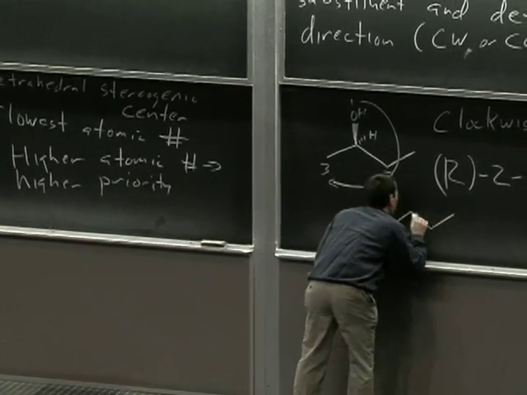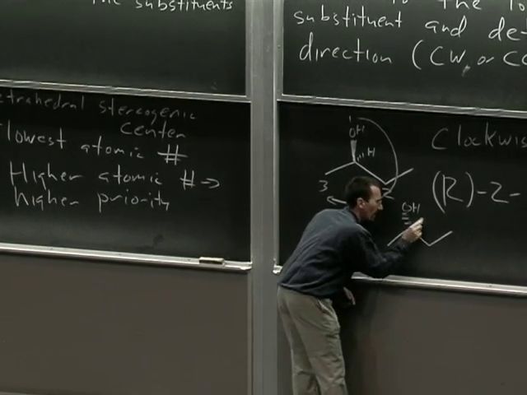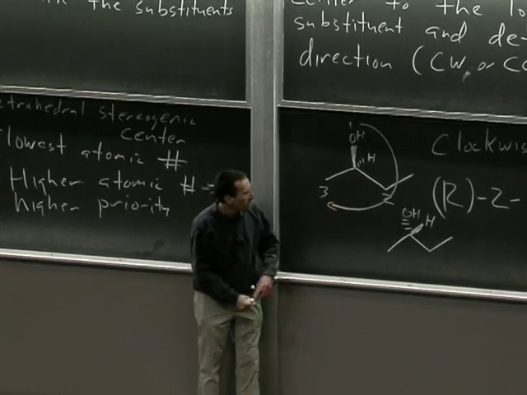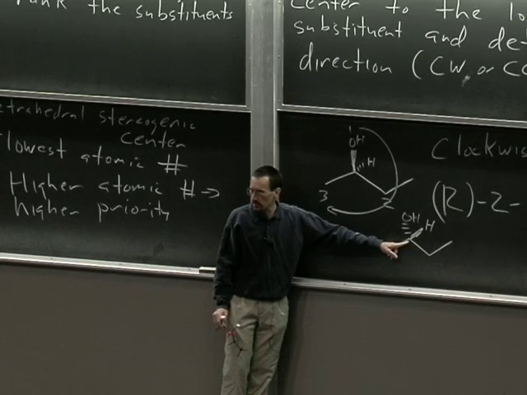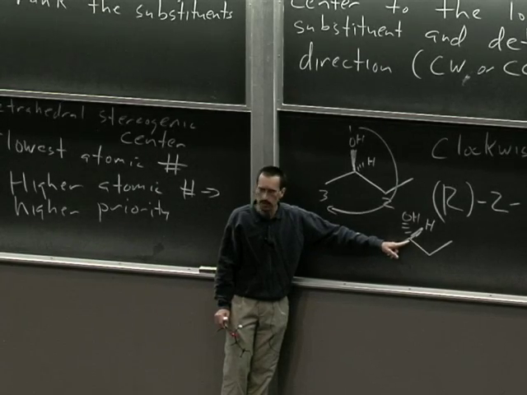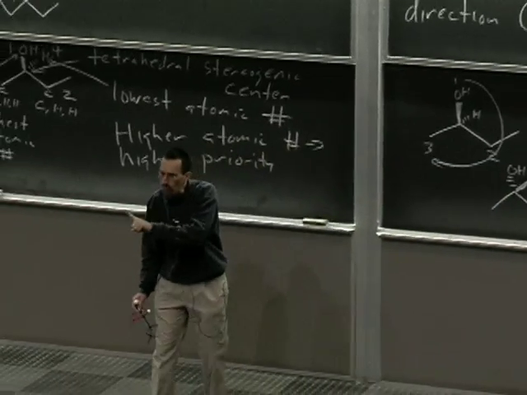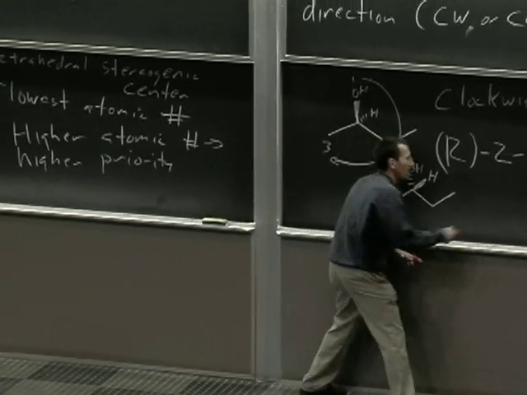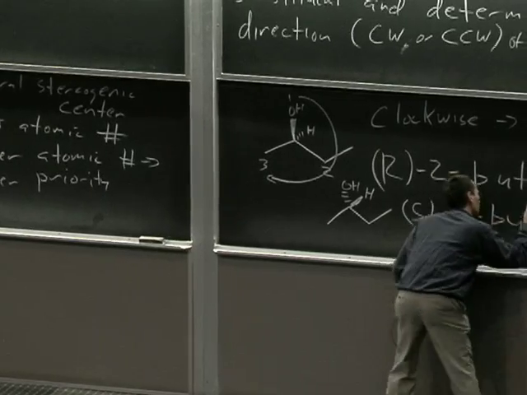So, if I simply swap 2, not 3, not 1, but 2 substituents, then that's what we call inverting the tetrahedral stereogenic center, or inverting the chirality of the molecule. And now I know that this molecule is the opposite. So this one is S-2-butanol.